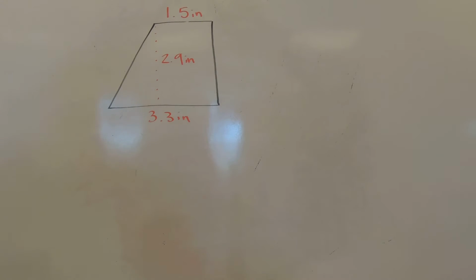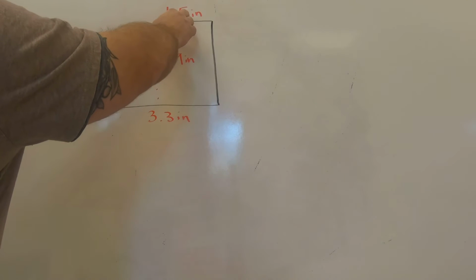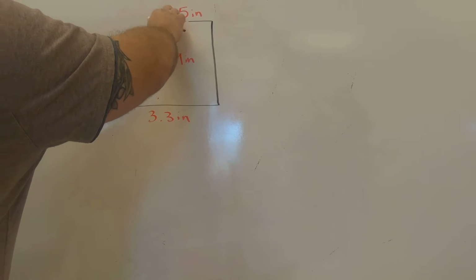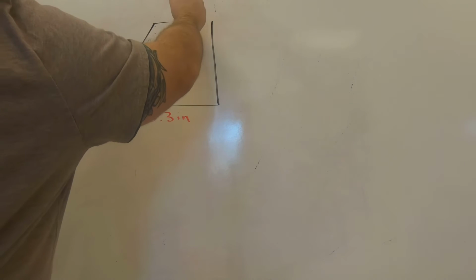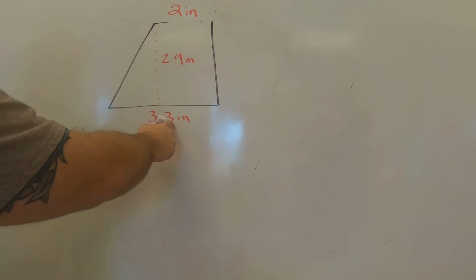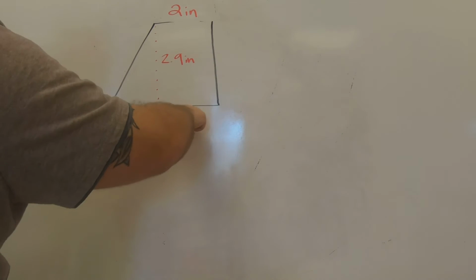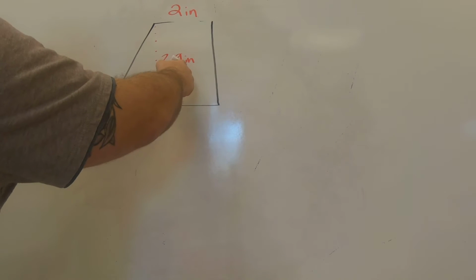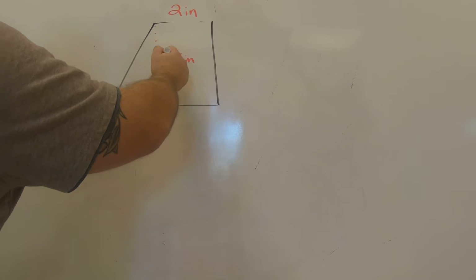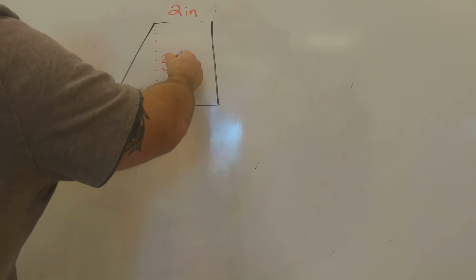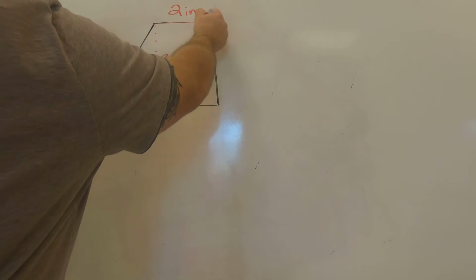So let's take a look at some of these numbers. Let's start with base 1. Base 1 is 1.5. If I want to round this to the nearest whole number, the 5 would round this up to a 2. So this would actually be 2 inches. So make sure you round. Base 2 is 3.3. The 3 is not enough to round that, so we're just going to drop it. It's just going to be 3 inches. And the height, 2.9, the 9 will round this up to a 3, and I can just drop the rest. So make sure before you get started, round those numbers so they're easier numbers to work with.